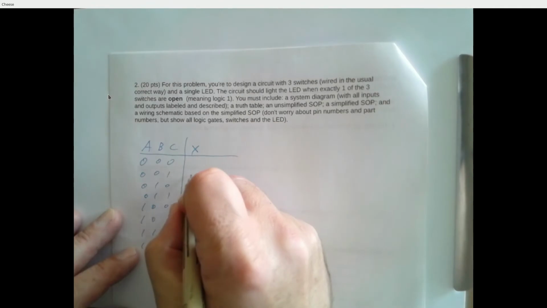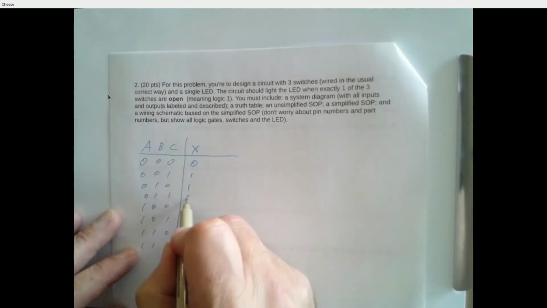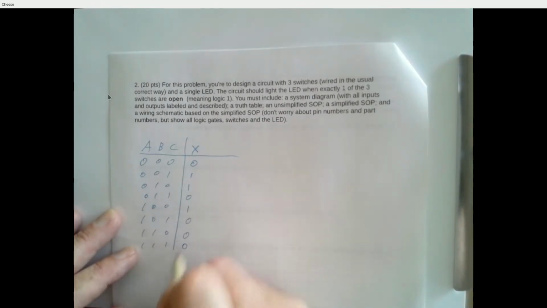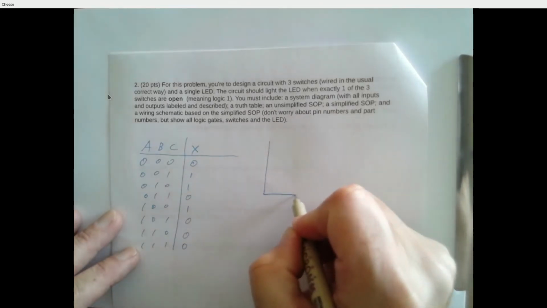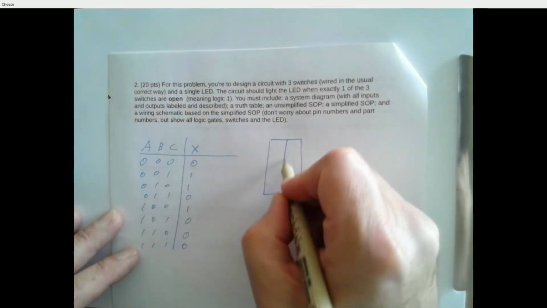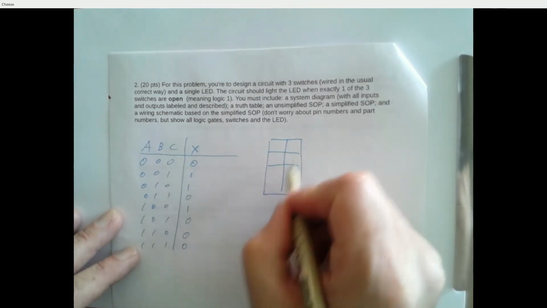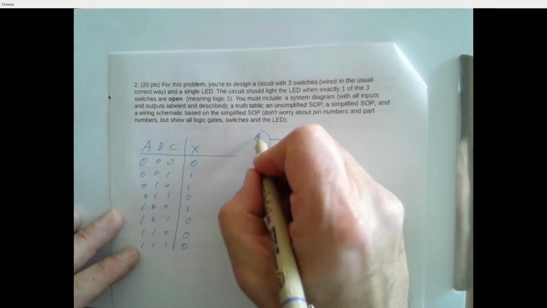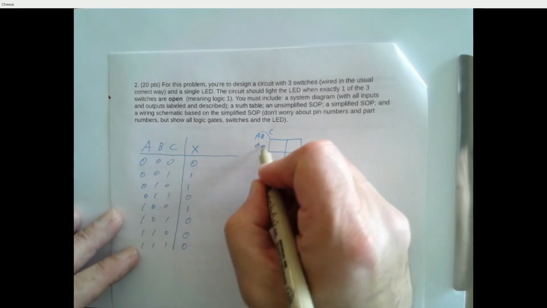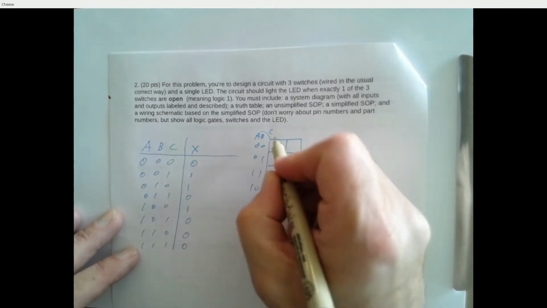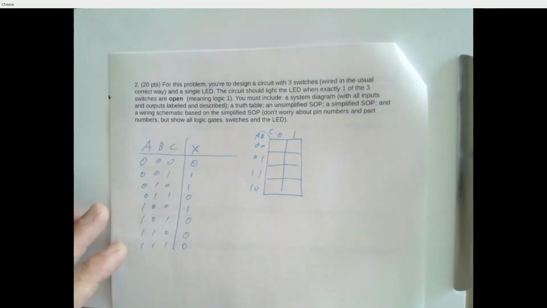So if you call your inputs A, B, C, call our output X. So when is exactly one of the inputs open, meaning logic 1? So it's right here, and right here. And all the others are going to be 0. And then if you K-map that, yeah, the K-map doesn't do much for you. Good practice, though.